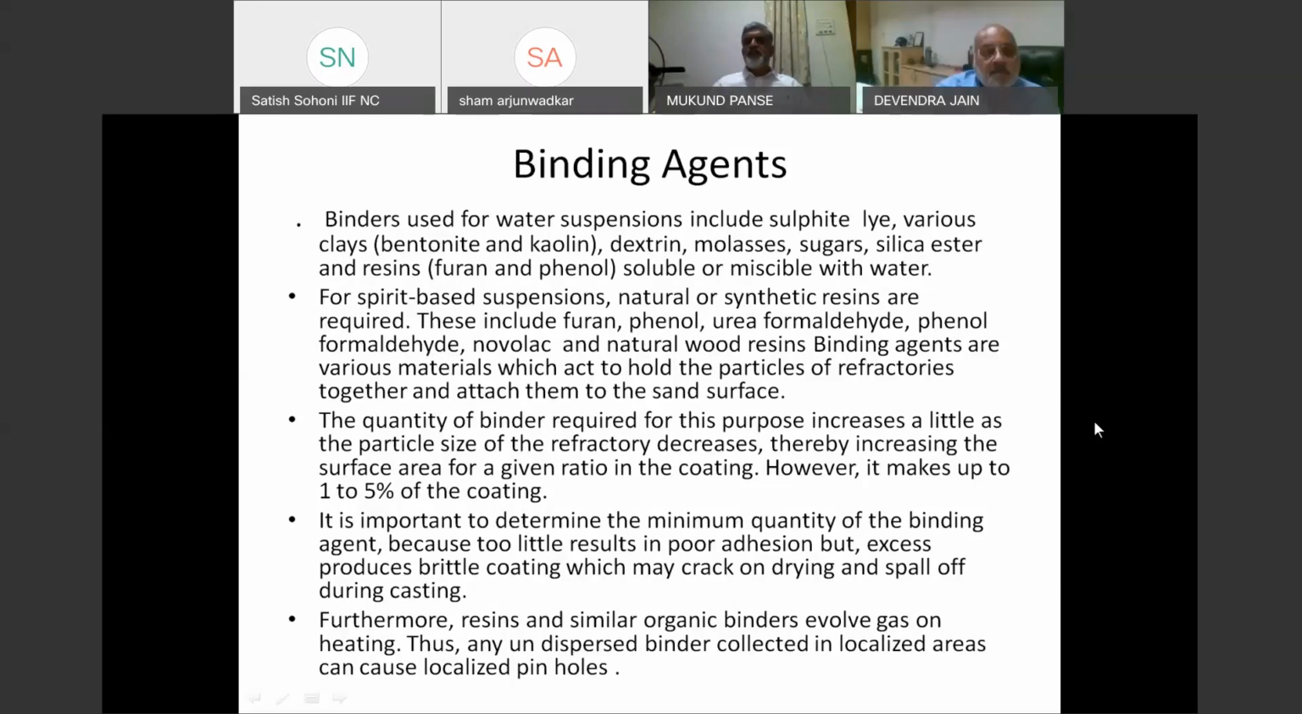For spirit-based suspension, natural and synthetic resins, phenol, urea formaldehyde, novolac, and other wood resins are used. Binders act to hold the refractory particles together and attach them to the sand surface. The quantity of binder is again 1 to 5%. It is important to determine the minimum quantity of the agent required. See, if it is high, the coat will crack. If it is low, it will get washed away.